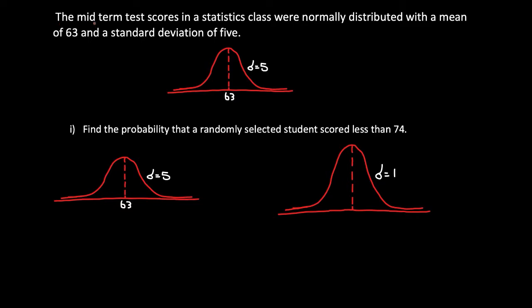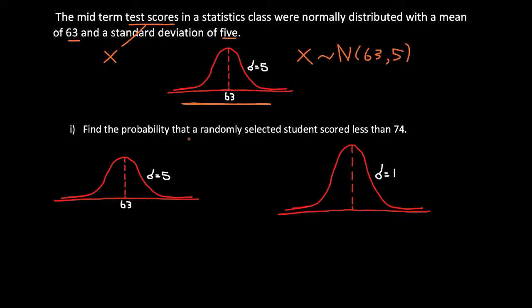Next, the midterm test scores in a statistics class were normally distributed with a mean of 63 and a standard deviation of 5. Test scores, I take x. X represents the test scores. So then x has a normal distribution with mean 63 and standard deviation 5. Then go to the first one.